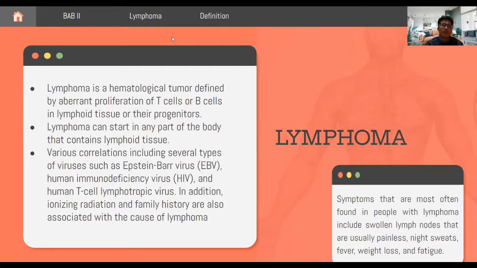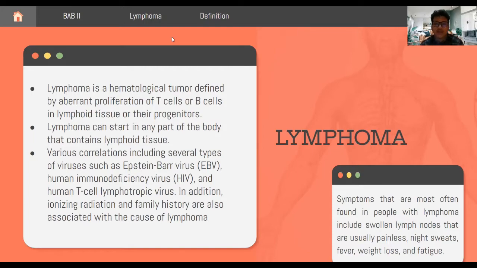Hello, my name is Azza with registered student ID number 094. I will explain about the overview of lymphoma. Lymphoma is a hematological tumor defined by the proliferation of T cells or B cells in lymphoid tissue or their progenitors. Lymphoma can start in any part of the body that contains lymphoid tissue.